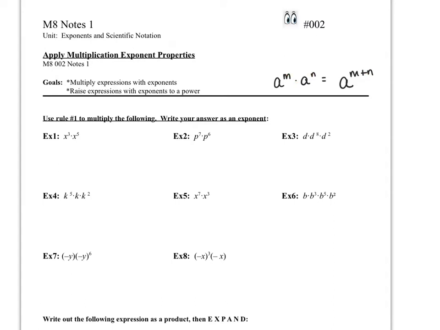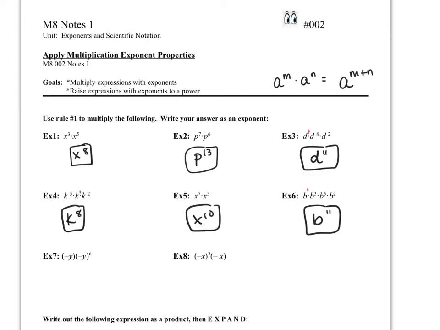So we're going to use rule number 1 to simplify these. Here I am multiplying, my bases are both x's, and so my shortcut tells me that I can add my 3 plus 5 to get x to the 8th. Pause the video here to try examples 2 through 6. Press play when you're ready to check your answers.